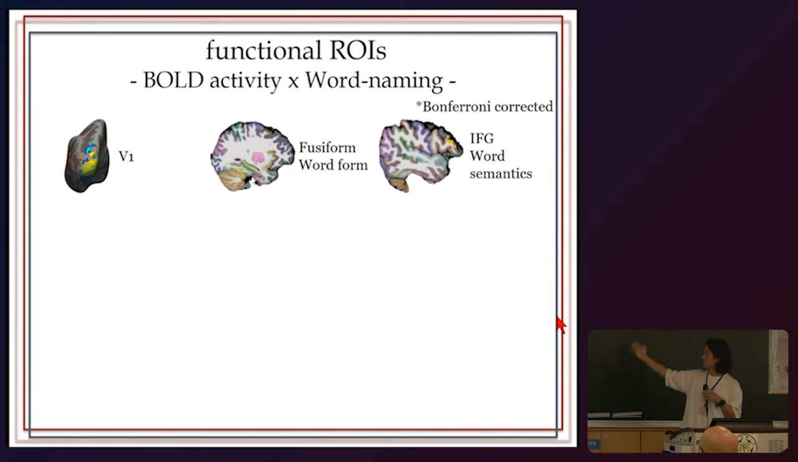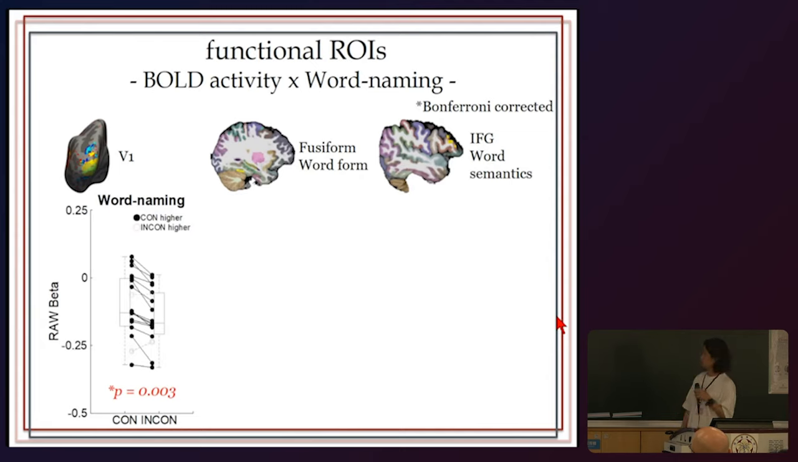So V1, fusiform to inferior frontal gyrus. Right, so this is the word naming condition, the easier condition. From the psychophysical data, what we saw here is there was interference, and that's what we saw in the data as well. So basically, if you look into V1, when they share the same meaning, in a congruent condition, V1 gets stronger activity.